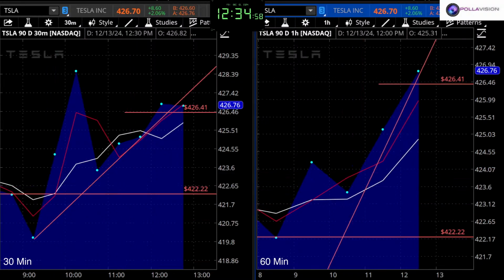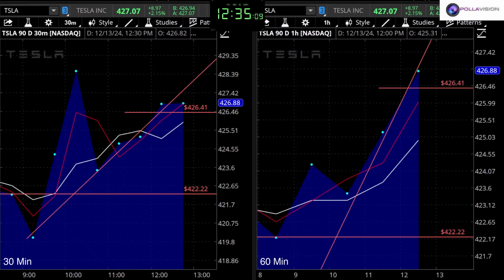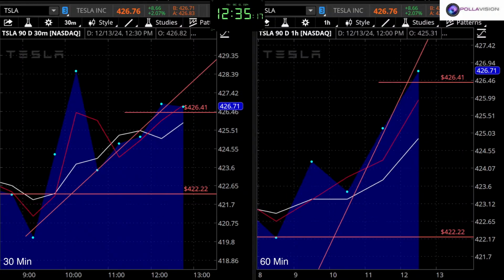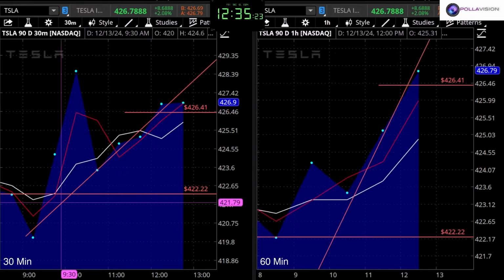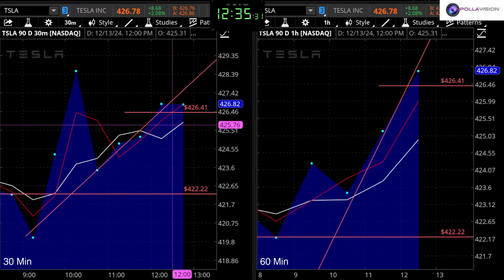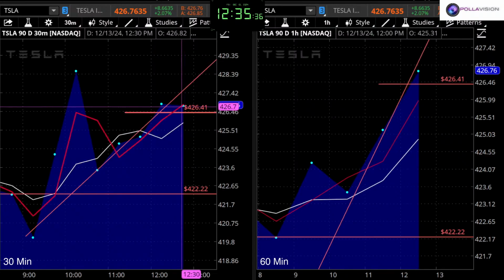Let me fix this a little bit. There we go. I like that. So it's showing price aggregating over time on a 30-minute. We had this big push and there was a correction. Now this makes more sense. So we got the 4, the 2, the price is sitting at the 2.